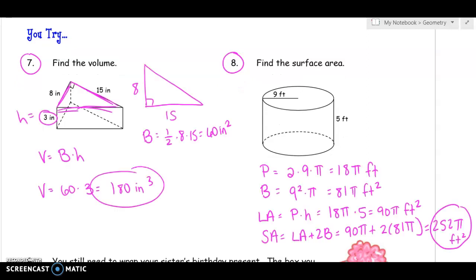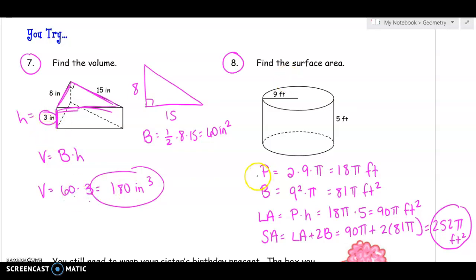So for number 7, the base is a triangle, because 2 of the sides are triangles, the rest are rectangles, so those are the bases. Area of the base, area of the triangle is 1/2 times base times height of the triangle, so 1/2 times 8 times 15 equals 60. And then you do the area of the base times the height of the prism. The height of the prism connects the distance between the two bases, which is 3. 60 times 3, you get 180.